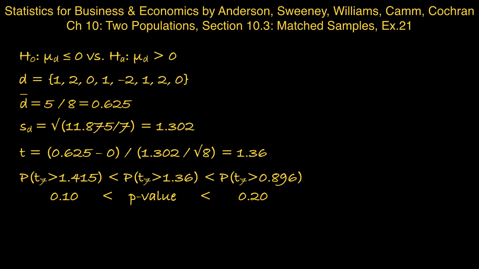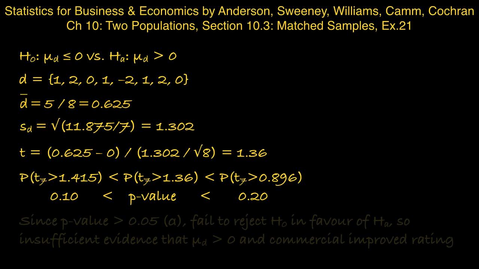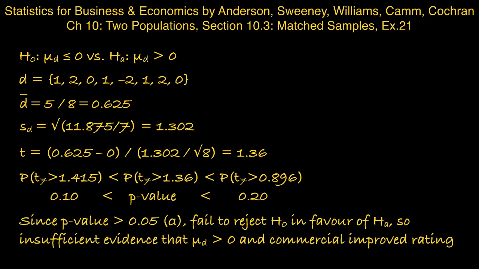We're using a significance level alpha of 0.05 for the test, and so since the p-value is in the range 0.1 to 0.2, it's bigger than the significance level 0.05, and so we fail to reject the null in favor of the alternative. So there's insufficient evidence that mu d is greater than 0, which means there's insufficient evidence that the commercial improved the rating.